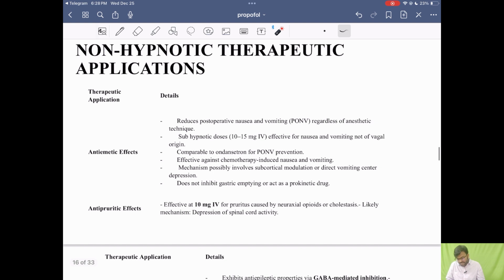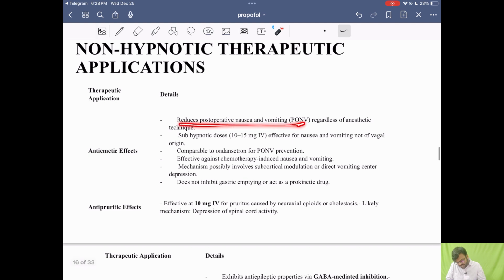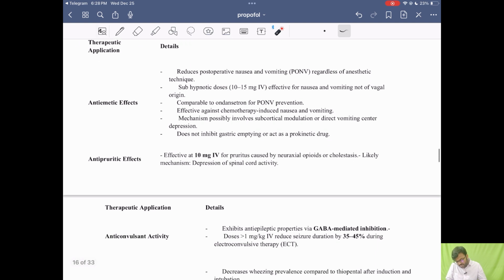There are some non-therapeutic applications also. It has anti-emetic effects. It reduces postoperative nausea and vomiting at a dose of, what is the dose? This is asked very commonly: 10 to 15 mg IV. And how does it do that? It is also effective against chemotherapy-induced nausea and vomiting. The most probable mechanism is subcortical modulation or direct vomiting center depression, that is the CTZ.